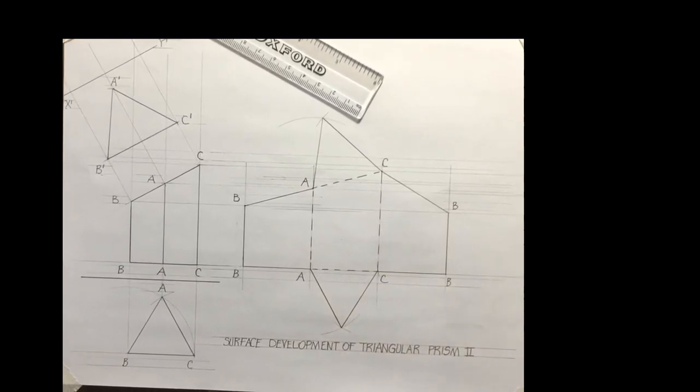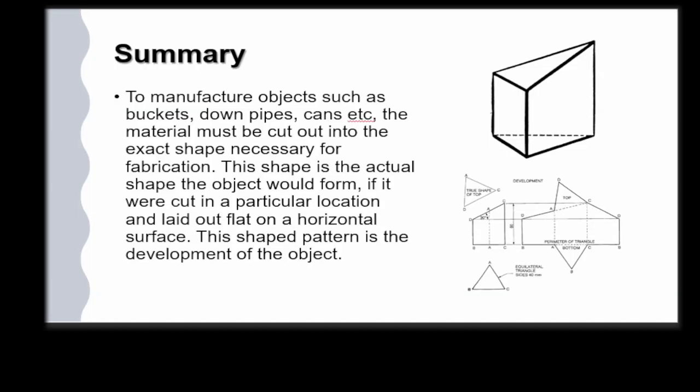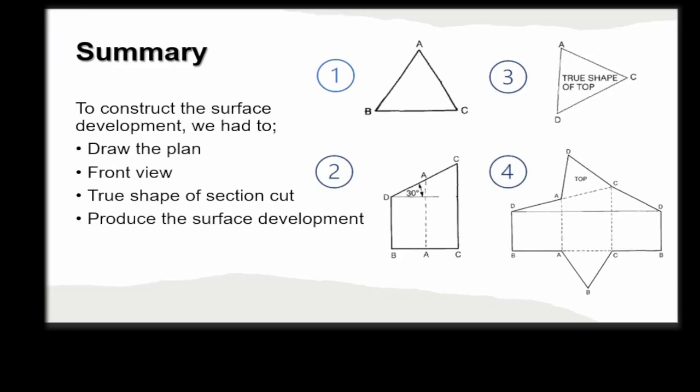Triangular prism number 2. Okay, so that is the figure. Thank you very much for following. What we have done is, one, to lay out the surface development on paper. We have drawn the surface development of a solid, starting with the plan, which is number 1. Number 2 would show the front elevation. Number 3, the true shape of the surface or that section that has been removed or cut. And last but not least, number 4, which is the plane figure or the surface development.